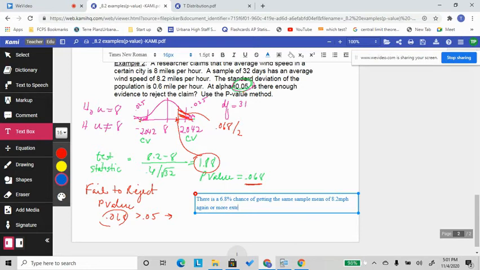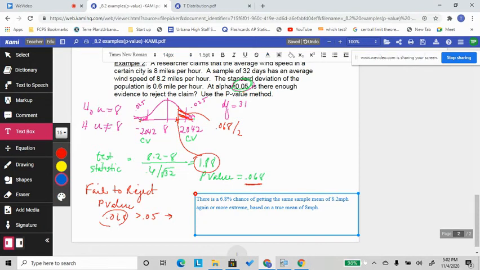I have a template on the other page for you to do. Again, or more extreme, based on a true mean of 8 miles per hour. Okay, so follow your template. That's your p-value sentence. Okay, so you fail to reject because it's bigger than 5%.